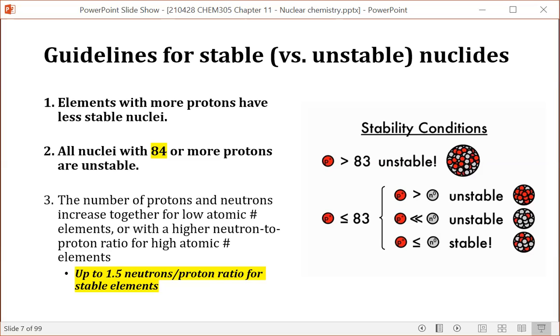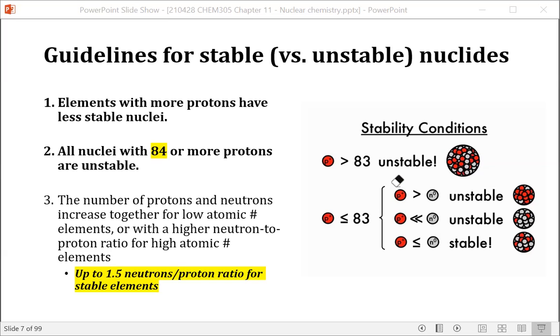So all nuclei that have 84 or more protons are unstable. What this chart shows is that if your number of protons is greater than 83, so you have 84 or more, you automatically have an unstable nucleus, which means it's going to be emitting radiation. If you have 83 or fewer protons, then whether or not the nucleus is unstable depends on the number of protons relative to the number of neutrons. Like, how many things do you have crammed inside that teeny tiny nucleus?